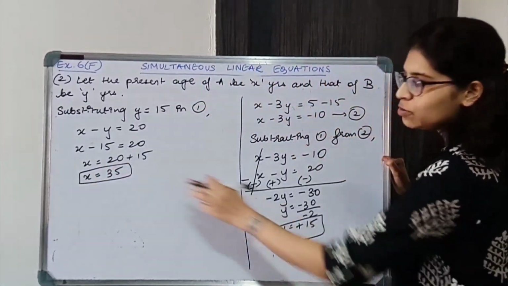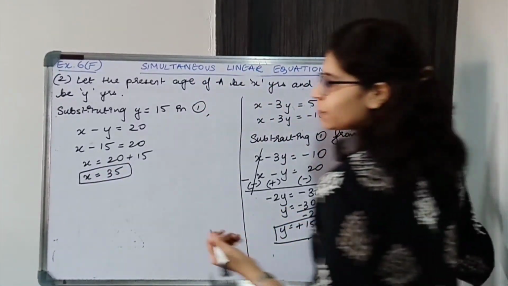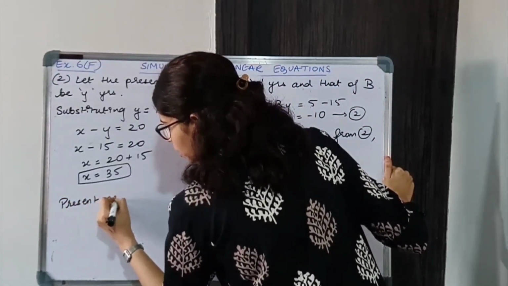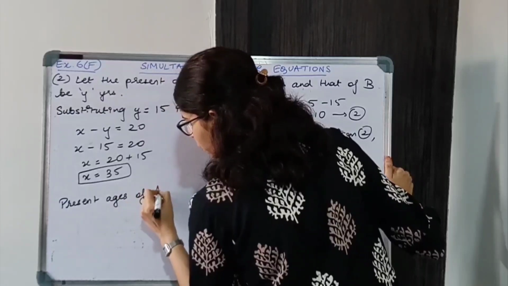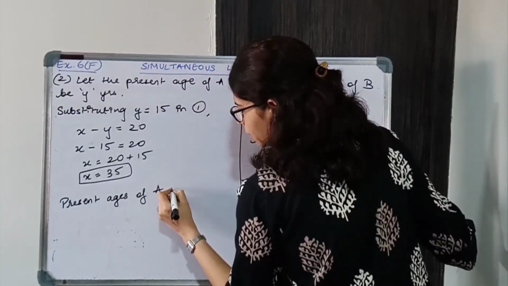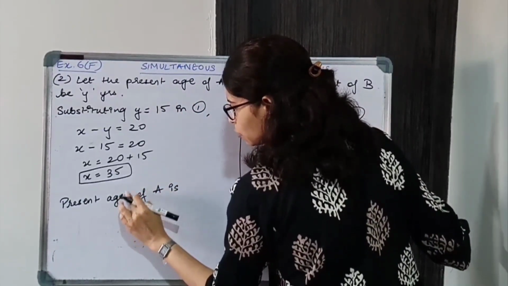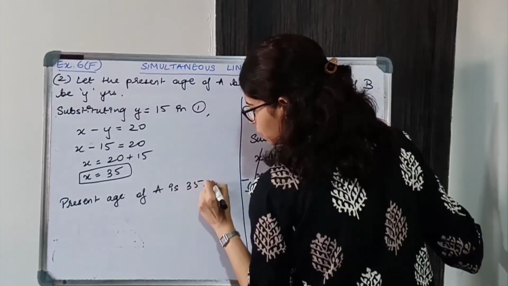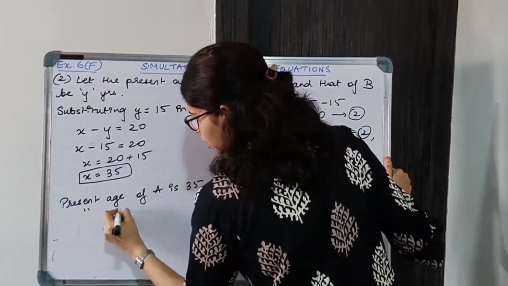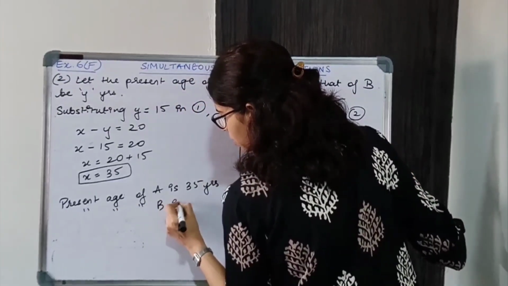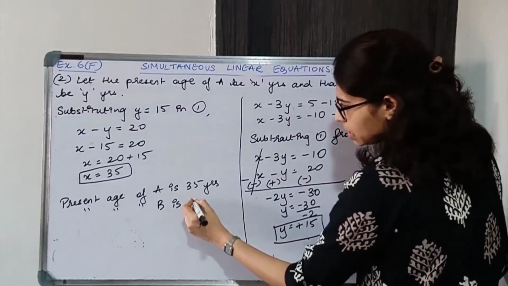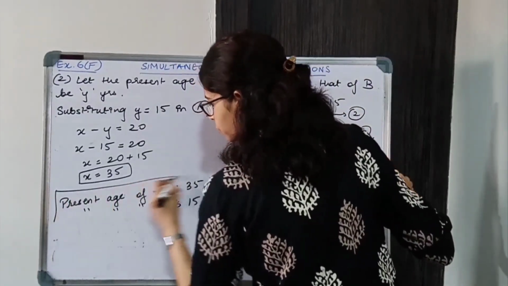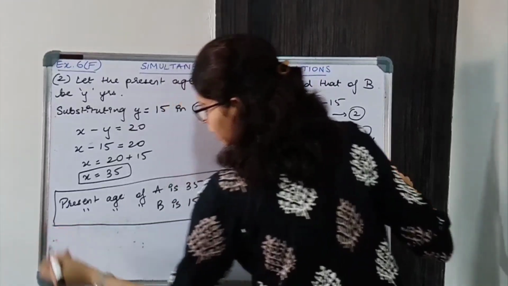So box the values of x and y. Now write down the final statement. Present age of A is x years, that is 35 years, and present age of B is y is equal to 15, so 15 years. Okay, so we found the present ages of A and B.